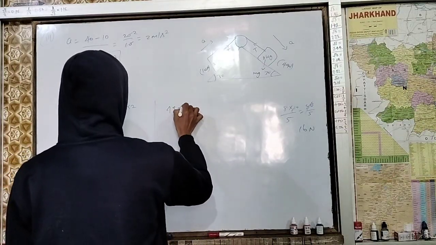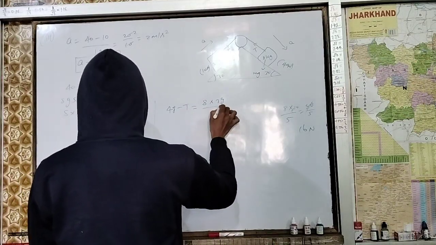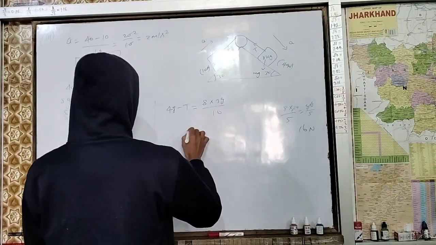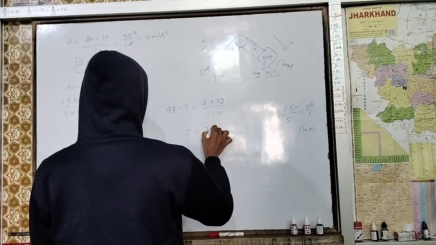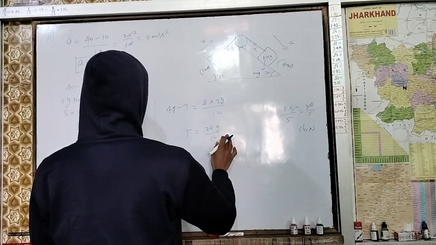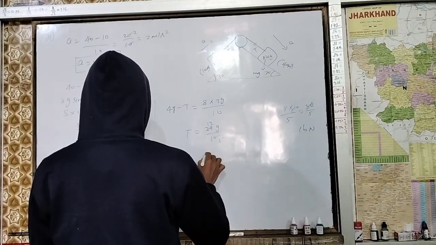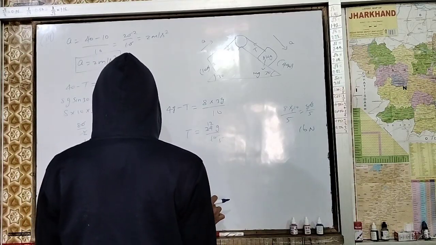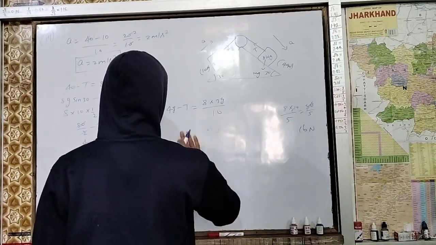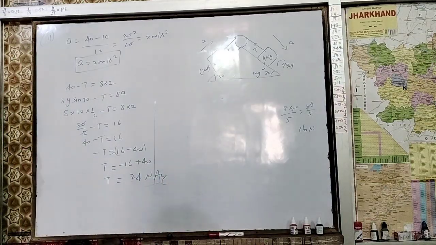Four z minus T is equal to 8 multiplied by 3z upon 10. 24z upon 10, 5 2s are 12 2s. This is our answer. Minus 16 plus 40.